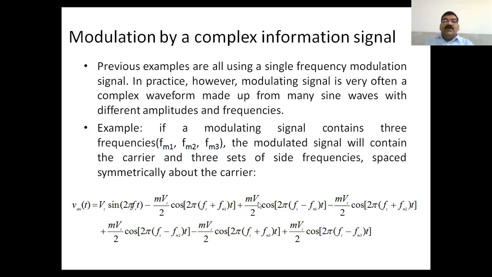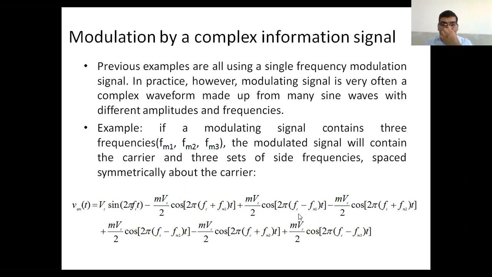Then MVC by 2 cos 2 pi (FC minus FM1). So FC minus FM1 is the lower sideband. So this is for one frequency.